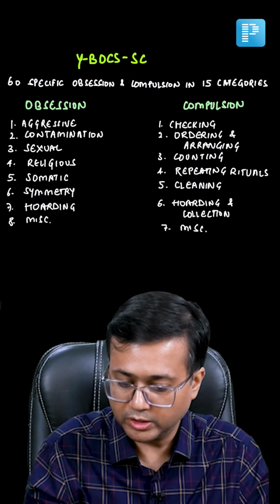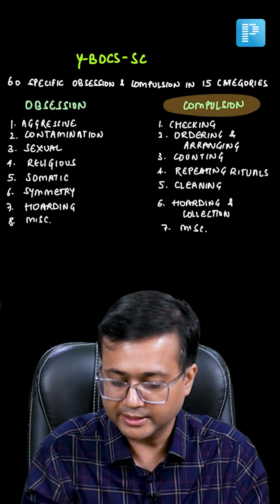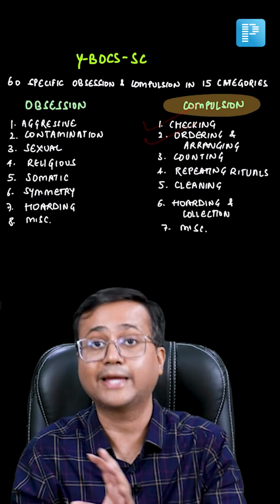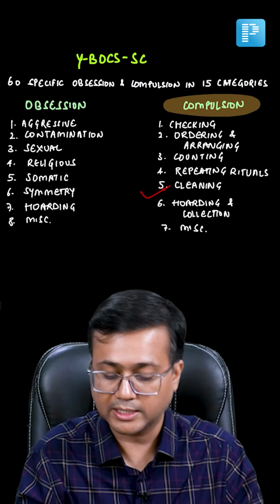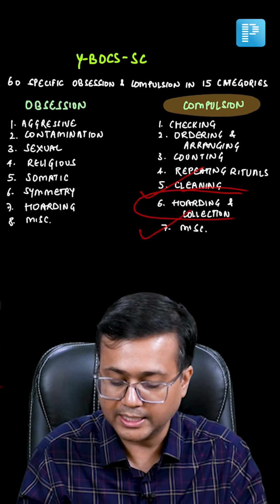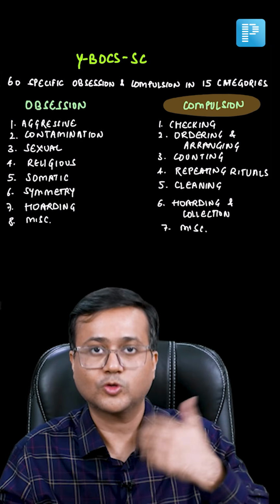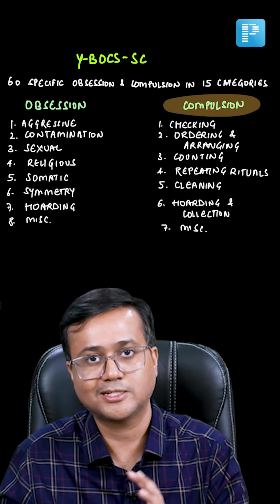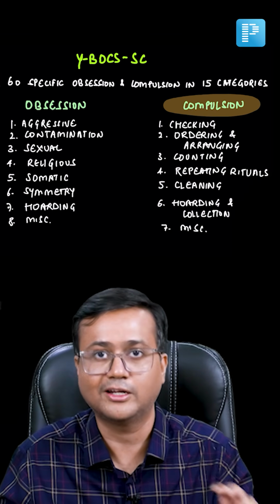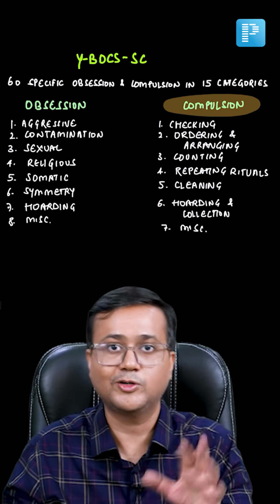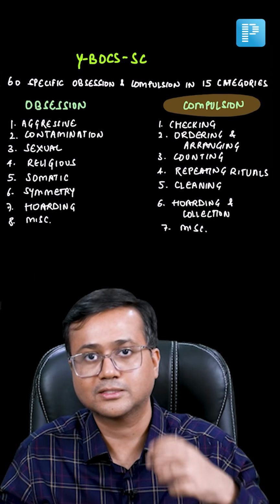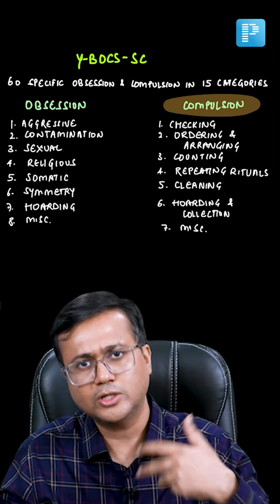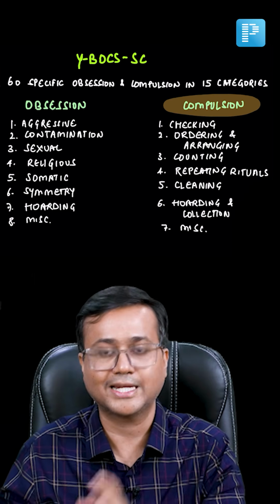Then next is compulsion. Again, there are 7 categories. One is checking, ordering and arranging, counting, repeating rituals, then cleaning, hoarding and collection, and the 7th is miscellaneous. So whenever you are seeing any patient, especially in the initial phase of our learning, always try to have this checklist so that we don't miss any of the obsessions or compulsions. Usually it is one of the checklists which caters to nearly all of these obsessions and compulsions.